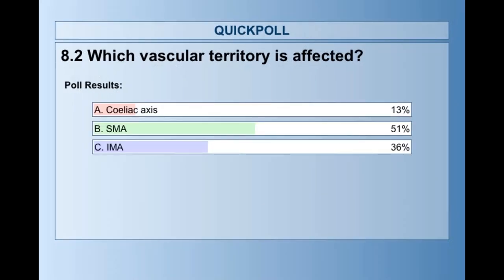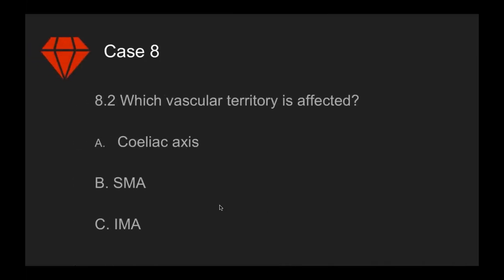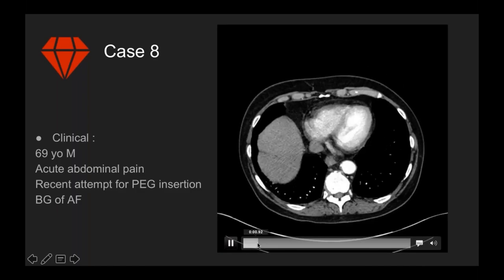okay, so this has a bit of a mixed reaction from people. So we've got 13% who say celiac axis, 51% who say SMA, and 36% who say IMA. And actually, this is the first one that we've not had majority with the right answer. This is actually IMA, and I'll explain why. So if we go just back to this scan, just here.